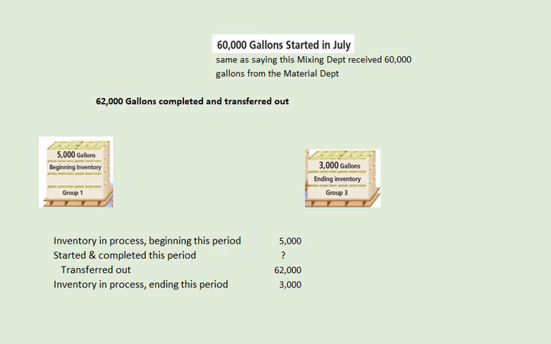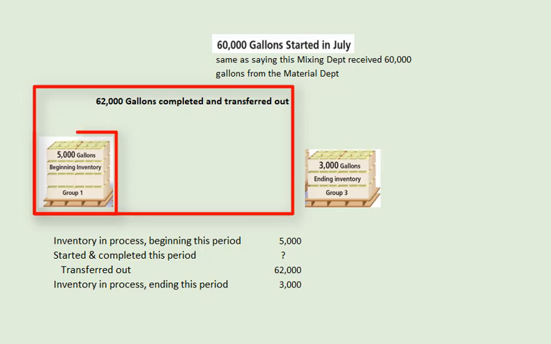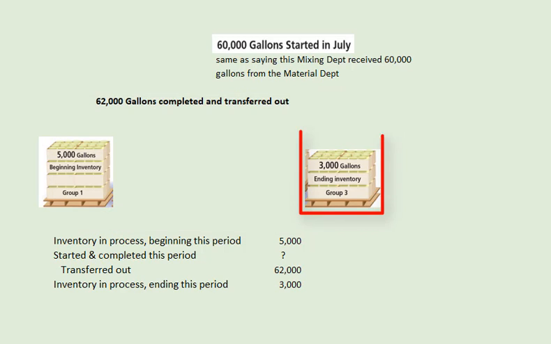During the period, the mixing department completed 62,000 gallons, including 5,000 gallons of work in process at the beginning of the period. The ending work in process is 3,000 gallons. And it asks you how many gallons are started and completed this period. There are two ways to obtain the answer.